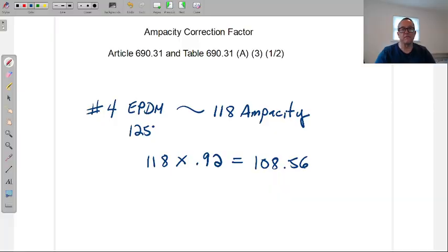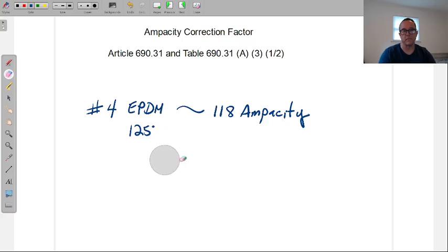Now, this hasn't been confusing yet, but I'm going to make it confusing now. Let's say the temperature that we were dealing with, right? So far so good, right? You've already done this. You did this when you were dealing with Article 3.10.16 and changing the ampacity of the conductor based off of temperature as well.